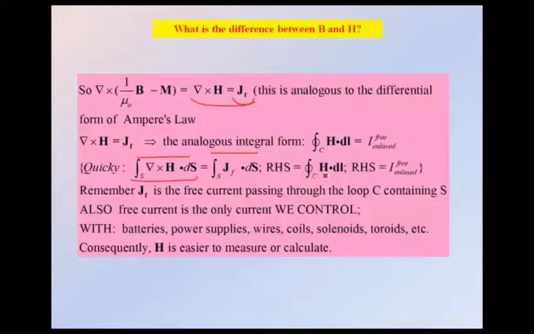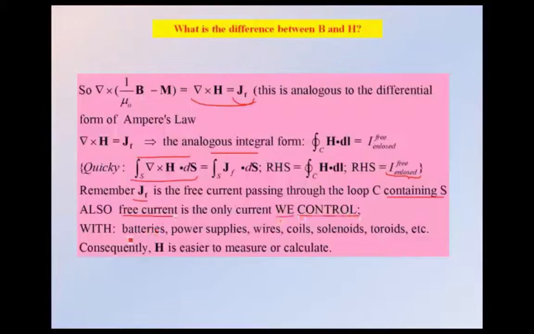The right hand side can be transformed into a line integral, so we have the line integral around a path around the surface S. So this quantity here will be integrated over the path. The right hand side, as you can see, is a current that will be passing through the surface S, and we call that I free enclosed. So remember that this is the free current passing through the loop, and that loop C is bounding the surface S. So remember that this free current is the only current that we control.